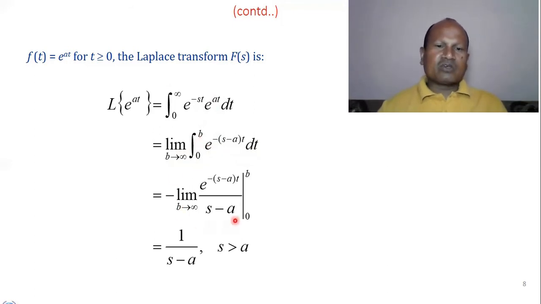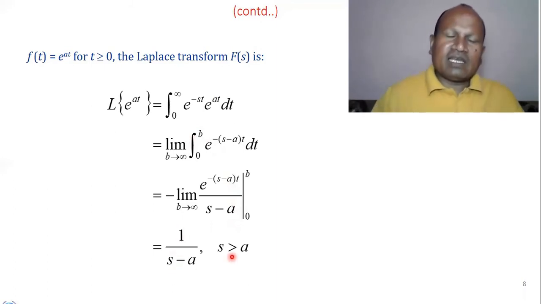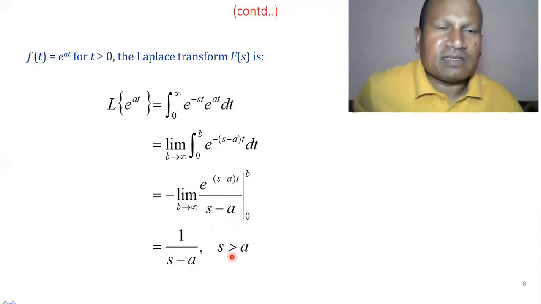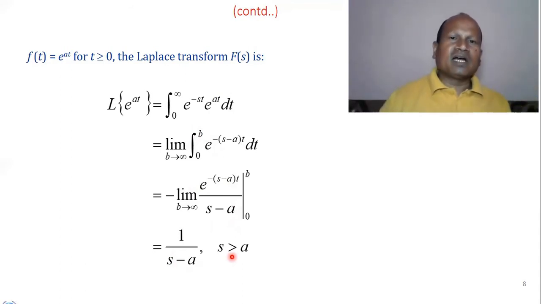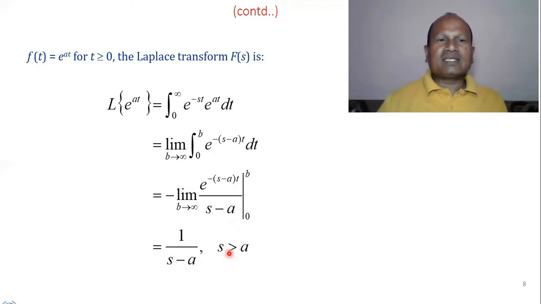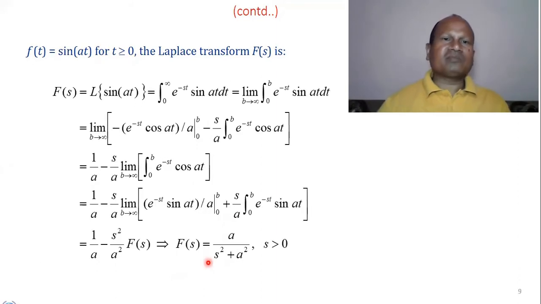That's the same thing. So when we substitute after integrating, we'll get 1 divided by s minus a, where s is greater than a. All right, that is the condition for convergence. So what is the answer? What is the transform of e to the power at? That equals 1 over s minus a.